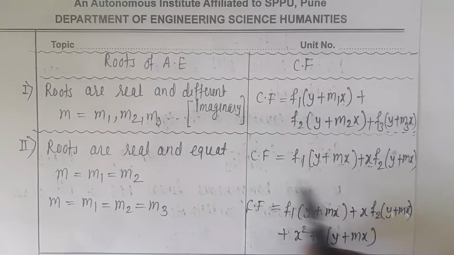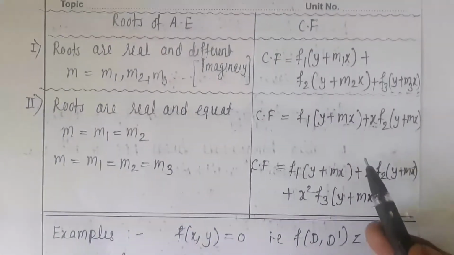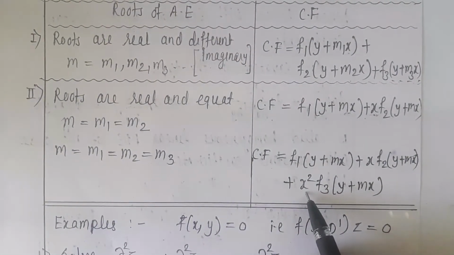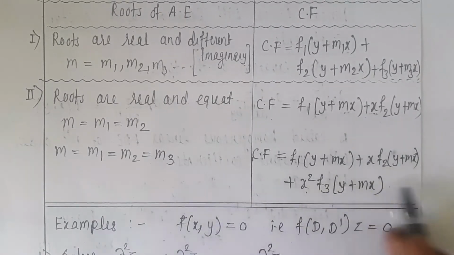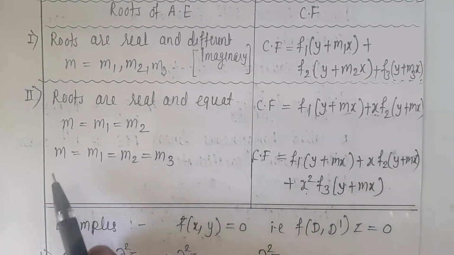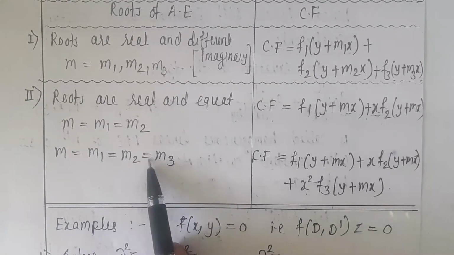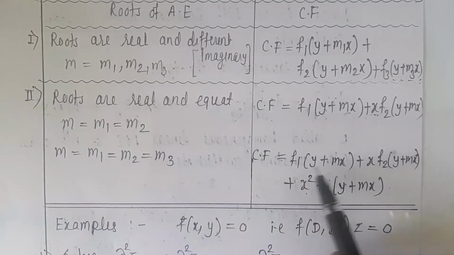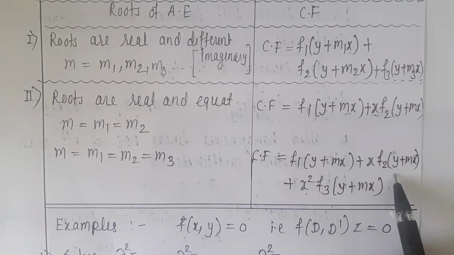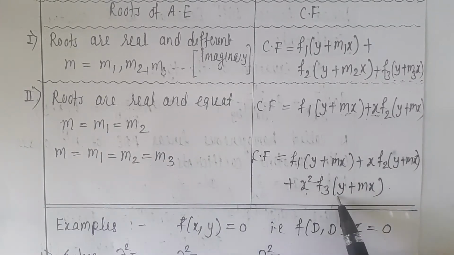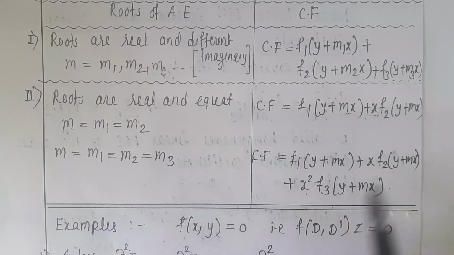If we have three roots that are the same, then the third term will be multiplied by x square, and the fourth term will be multiplied by x cube. Like that we can write CF. So if three roots are equal, m1 equal to m2 equal to m3 is equal to m, then CF can be written as f1 of y plus mx plus x into f2 of y plus mx plus x square into f3 of y plus mx. So in this way we can write down the complementary function.